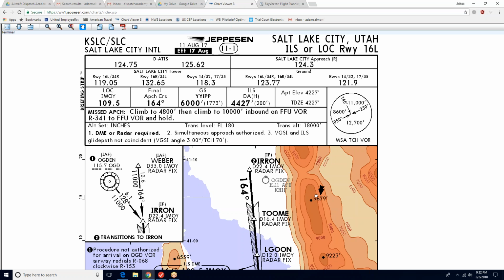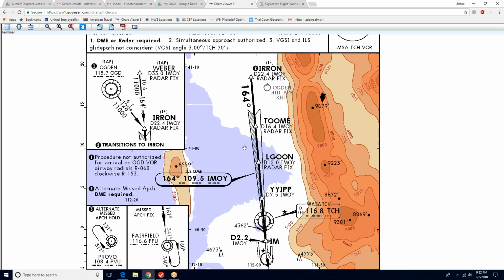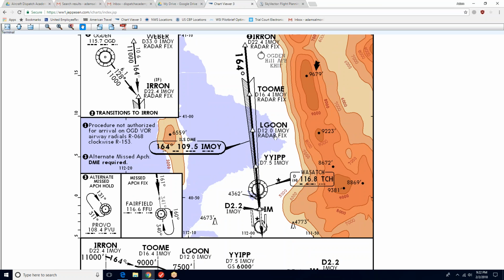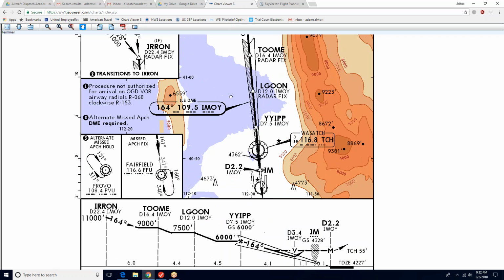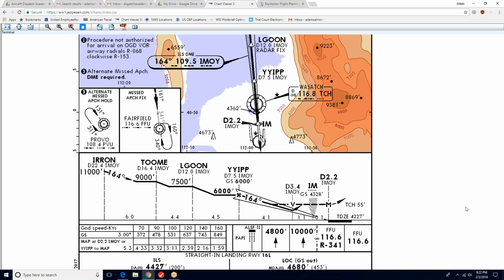The only difference here is, if this were a non-precision approach, you just wouldn't have this little section right here. If you look at this from this point on, this little section is the beginning of the precision part of the approach. It's where, once again, the feather starts, and you start that glide slope down. If this were a non-precision approach, you wouldn't have this glide slope in here.